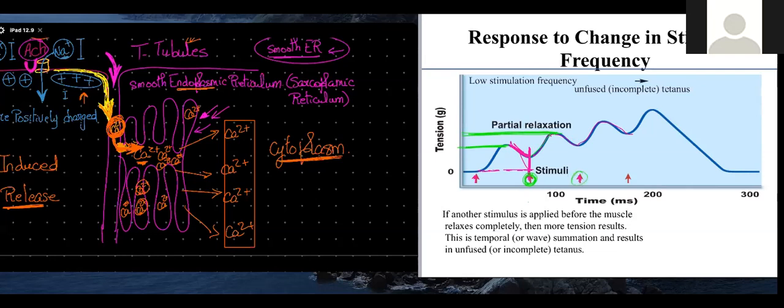What if I got another stimulus again before I completely relax the muscle? The next muscle contraction is going to be stronger. I will have a greater muscle tension in the muscle fiber. I didn't allow complete relaxation. I got another stimulus, so the contraction that follows the stimulus is going to be of greater tension, a stronger muscle contraction. Why is this happening?